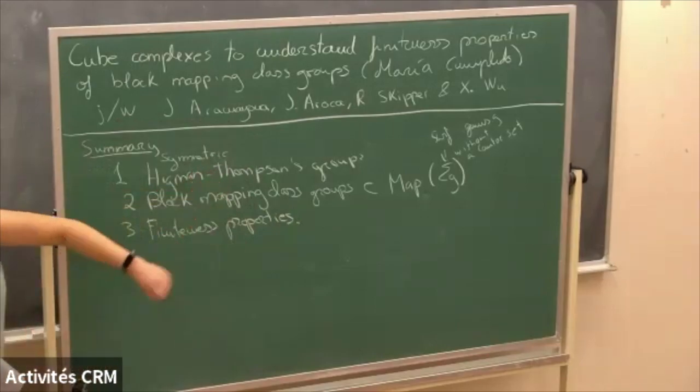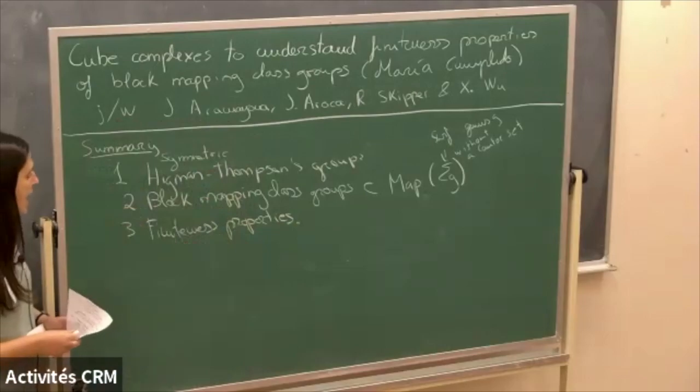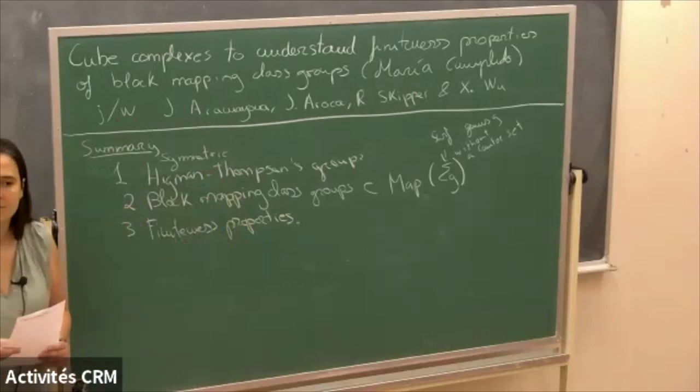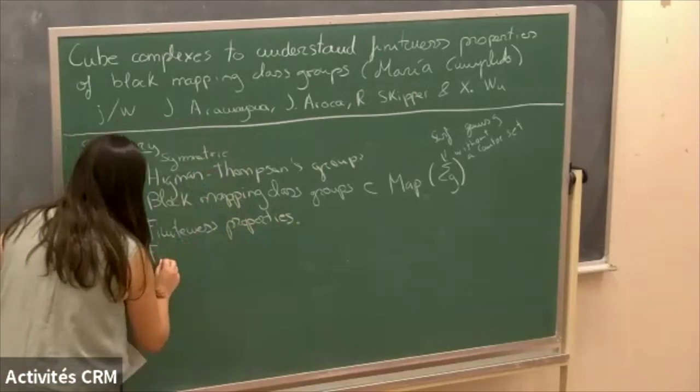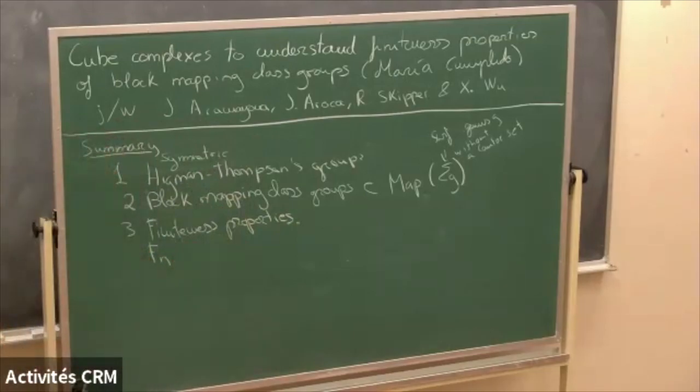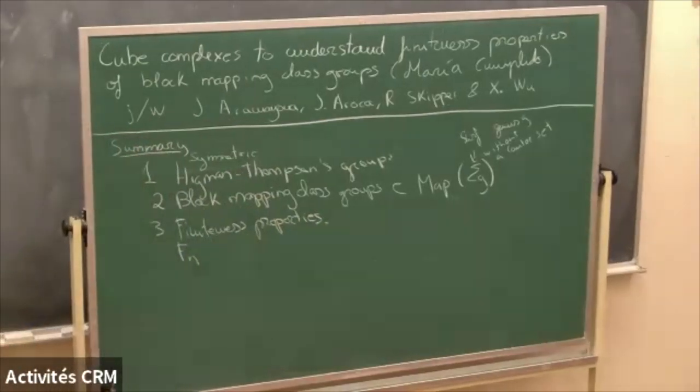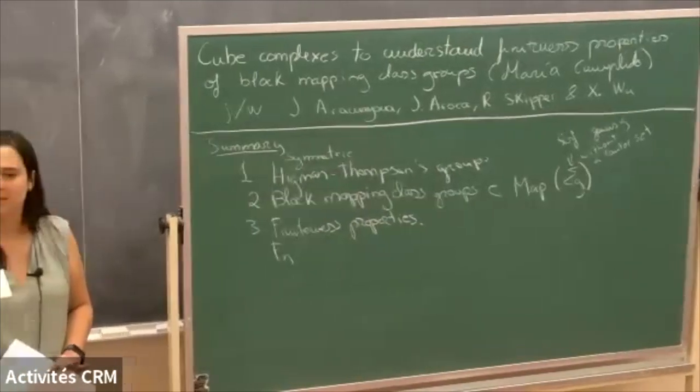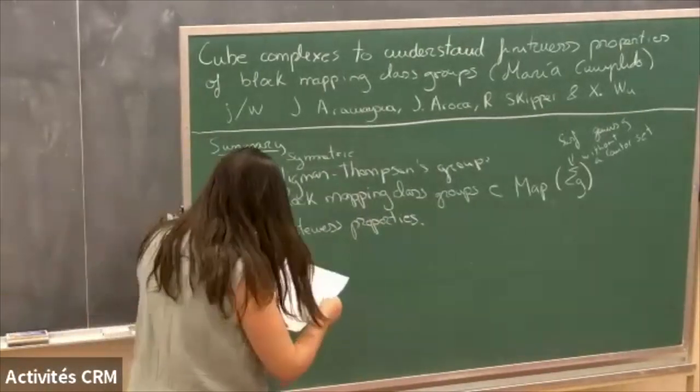Because the thing is that families that are related to Thompson's groups normally are F infinity. I suppose everybody knows what it means to be of type Fn. I can explain it. Yes? No? Say it, no problem.